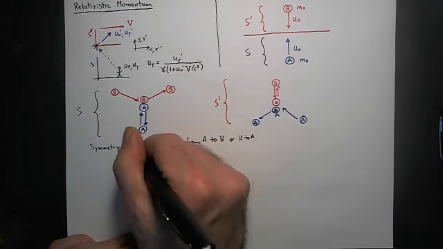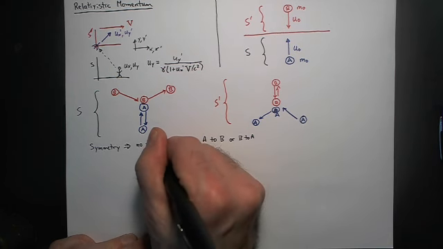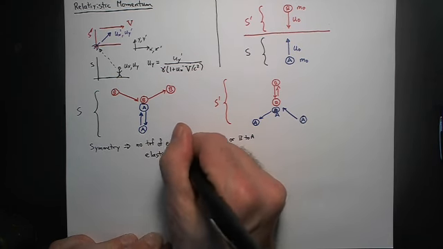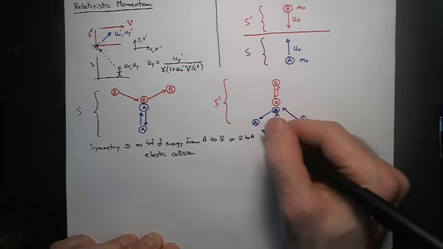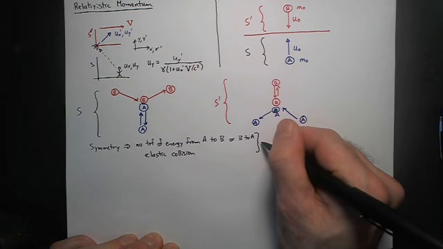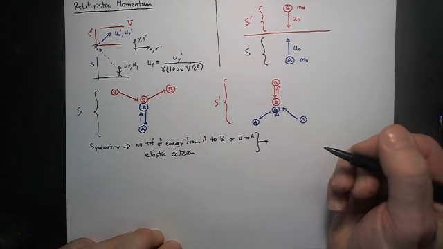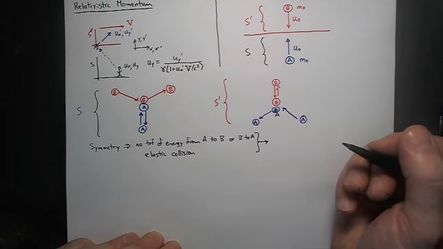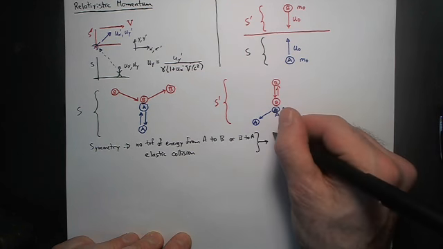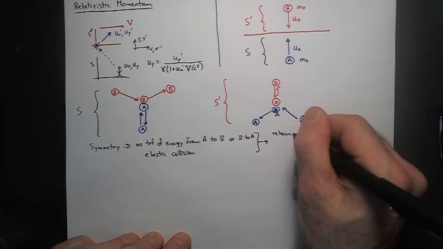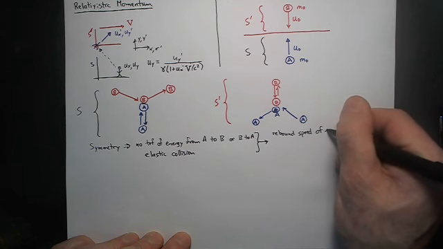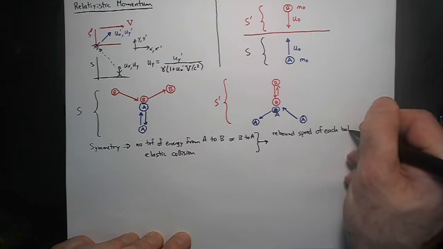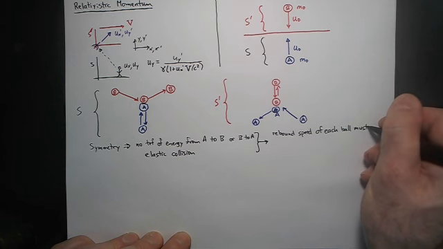We are also going to require that this is an elastic collision, meaning that there's no conversion of kinetic energy to heat. If you combine those two conditions, you can see that the only way to satisfy conservation of energy is that the rebound speed of each ball must equal its incident speed.